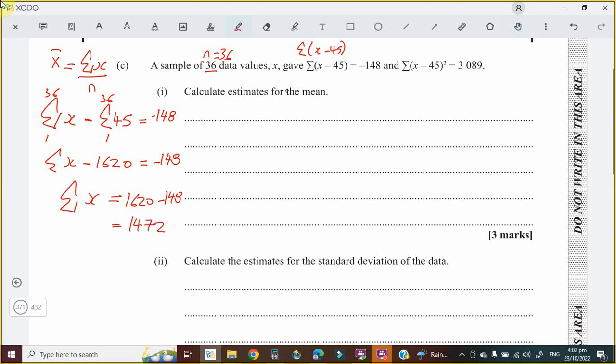1472. So now we can tell them that the mean bar x is equal to the sum of x over n, which is 1472 divided by 36, which is, all right, 40.8. Good. That's it. That wasn't bad.